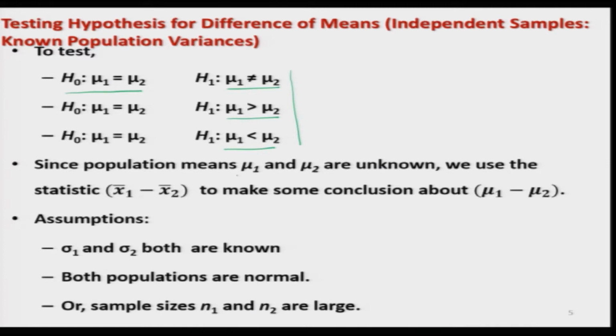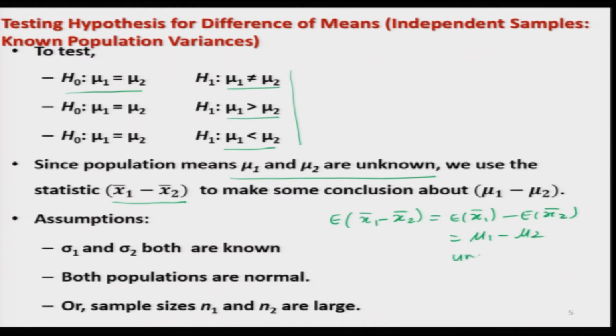And since these population means mu1 and mu2 are unknown, we use the statistic x1 bar minus x2 bar to make conclusions about mu1 minus mu2. You can see here that if you assume the normal population, then the expected value of x1 bar minus x2 bar is going to be the expected value of x1 bar minus the expected value of x2 bar. This is going to be mu1 minus mu2 under normality, normal distribution. So you can see here that x1 bar minus x2 bar can be used as an estimator, or rather an unbiased estimator, of mu1 minus mu2.